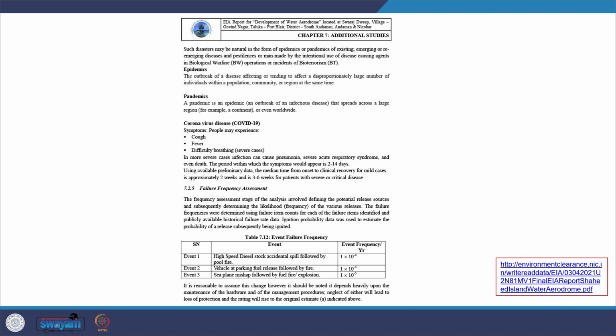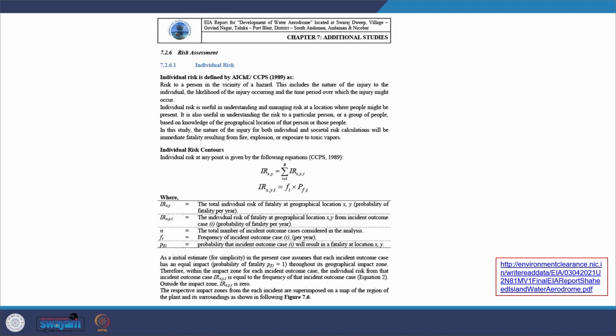So for event frequency, you see it's very, very unlikely to happen in a year. Then event 2, vehicle at parking fuel release, followed by fire. Event 3, seaplane mishap, followed by fuel fire and explosion. Further, they have studied risk assessment related with individual risk. And what do they mean by individual risk? Risk to a person in the vicinity of a hazard.